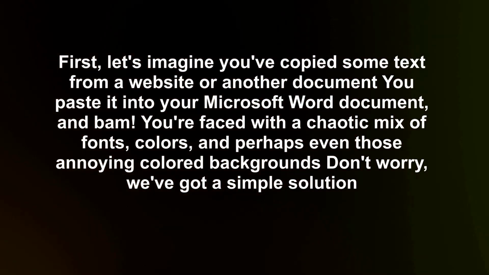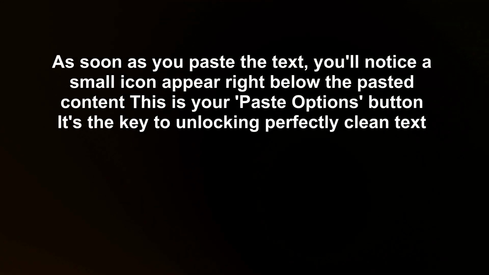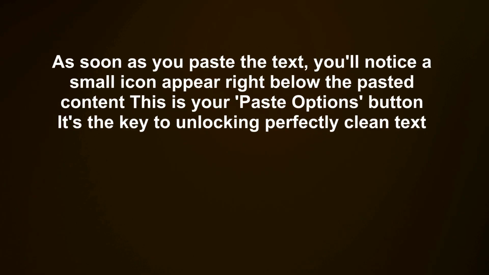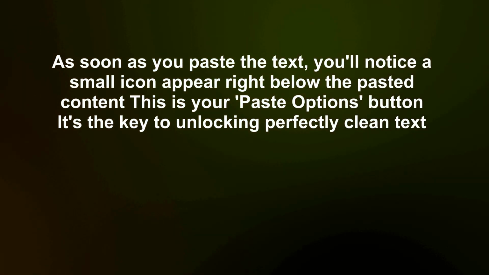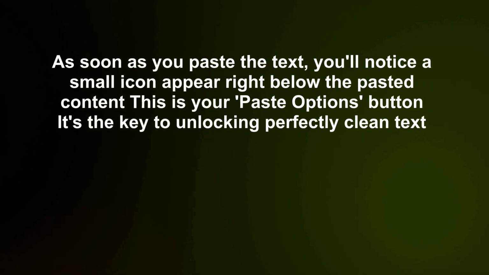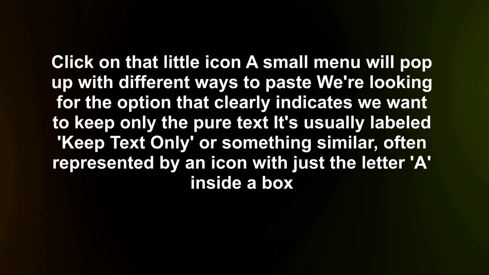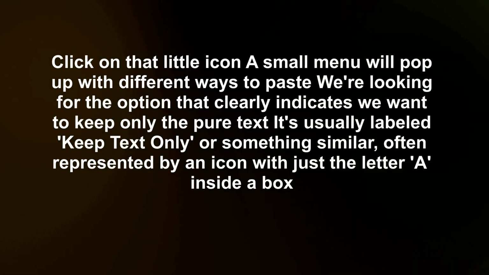Don't worry, we've got a simple solution. As soon as you paste the text, you'll notice a small icon appear right below the pasted content. This is your Paste Options button. It's the key to unlocking perfectly clean text. Click on that little icon. A small menu will pop up with different ways to paste.